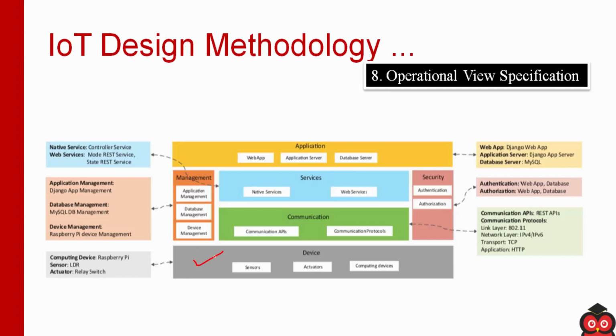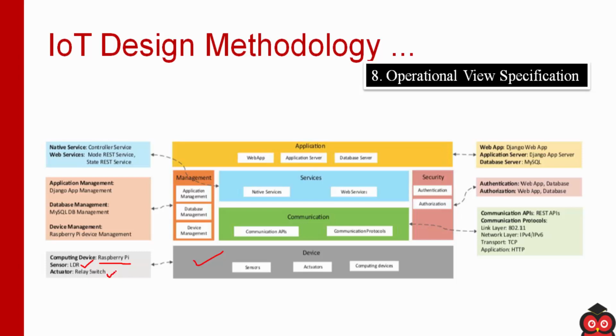So let's start with device layer, device functional group. As I already told you, the computing device we are selecting is Raspberry Pi, and the sensor we are selecting is LDR. Okay, which will sense the light intensity.